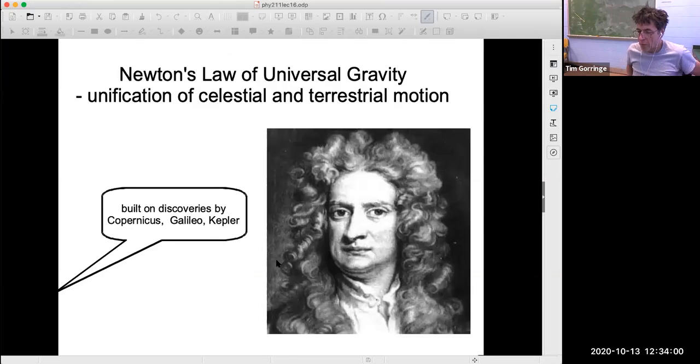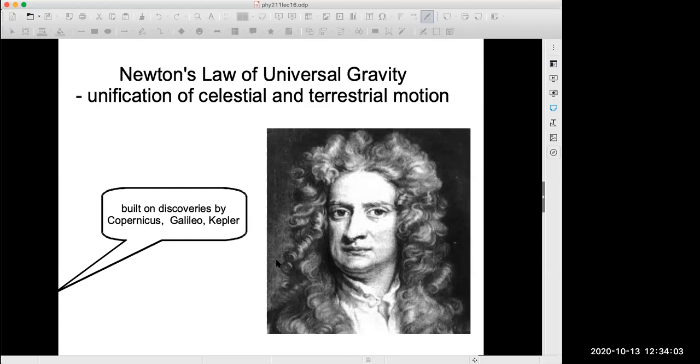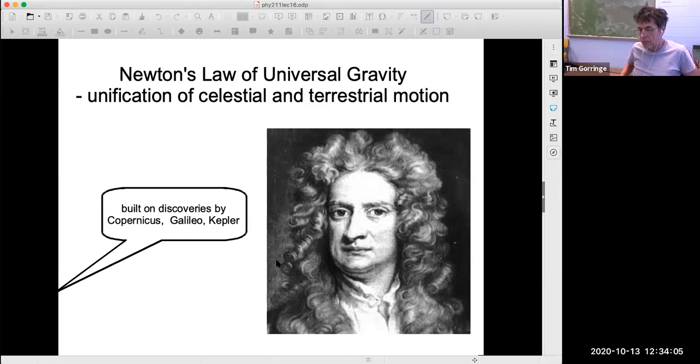Okay, so as I say, Isaac Newton's law of universal gravity is renowned in physics for its unification, joining together of the celestial planetary motion and the terrestrial falling body motion in one theory of gravity. It's actually built on the shoulders of lots of other scientists.